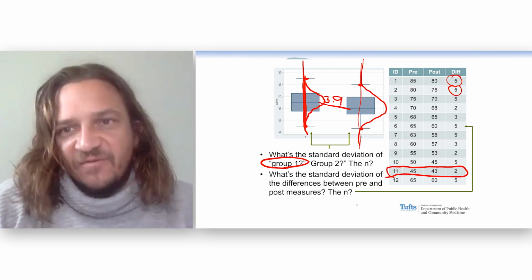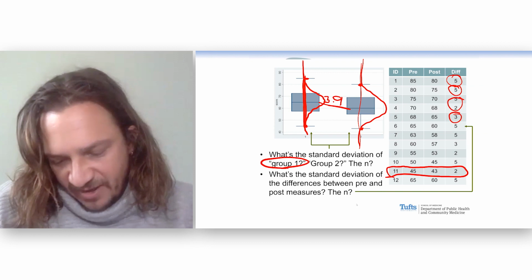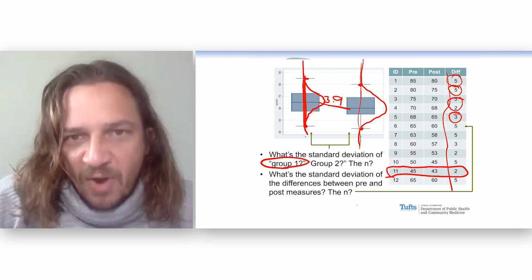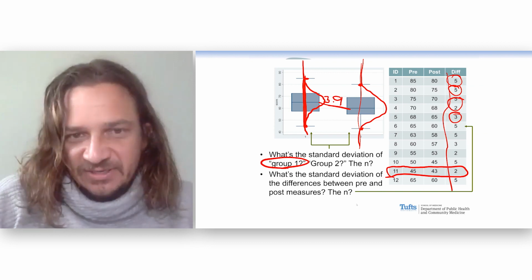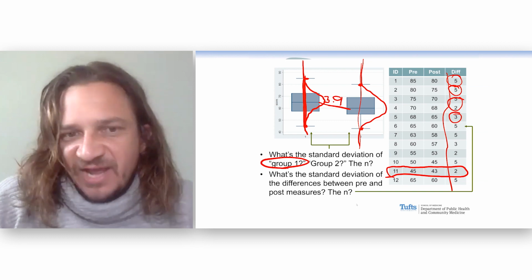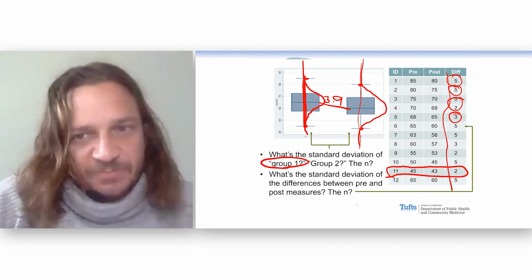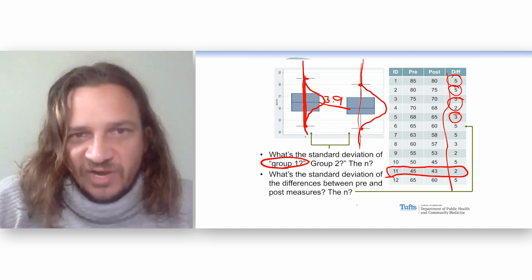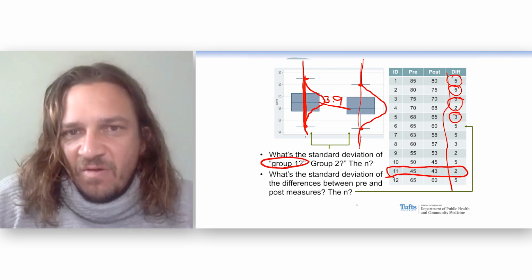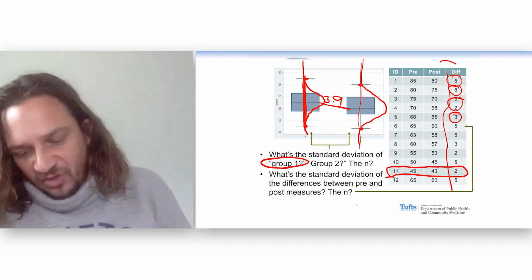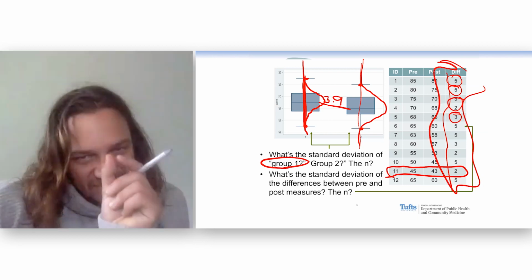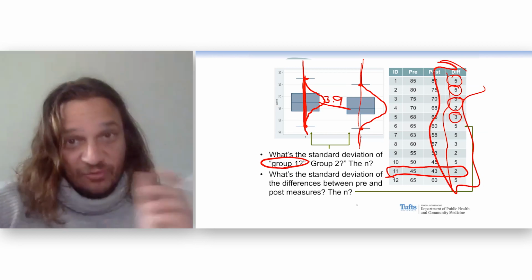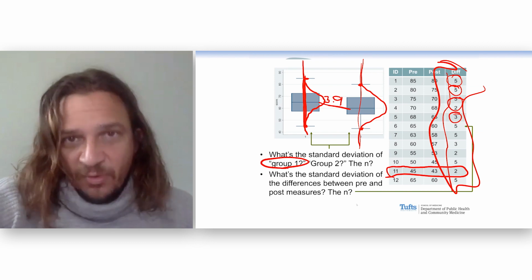However, when you think about these differences, 5, 5, 5, 2, 3, 5, what is the spread of those differences? This so-called standard deviation of those differences. It's not very spread out. It's a bunch of 2s and 3s and 5s. And how does 3.9 look relative to that tiny little range of a bunch of 3s and 5s? 3.9 looks really big.